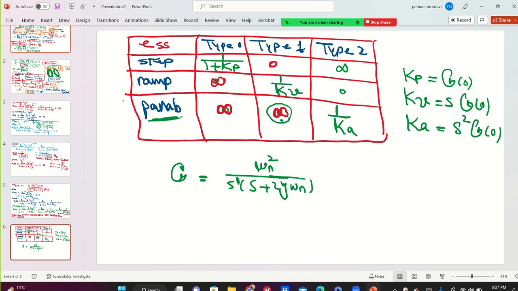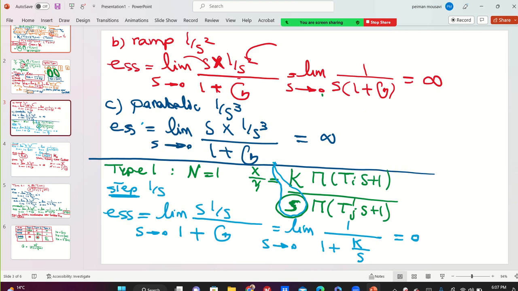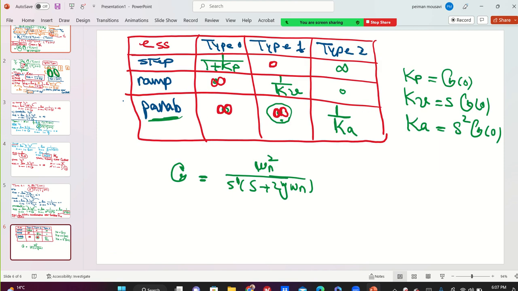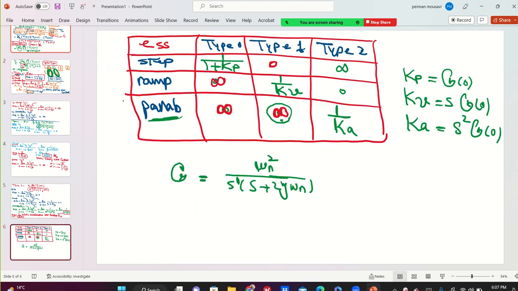So type 1: 0, 1 over Kv, infinity. Great. Type 2: 0, 0, 1 over Ka. This is the table, not the previous one. Okay. Understand?